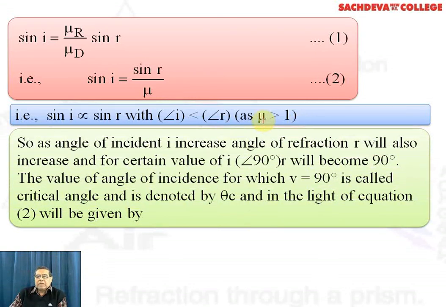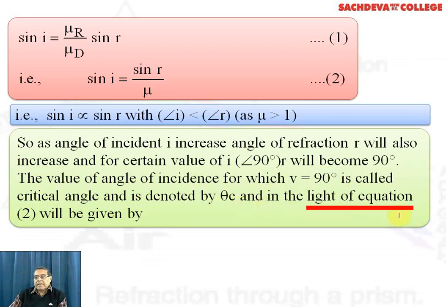Now next, as the angle of incidence i increases, the angle of refraction r will also increase. For a certain value of i that is less than 90 degrees, r will become 90 degrees. The value of the angle of incidence for which r is equal to 90 degrees is called the critical angle, and is denoted by theta c.